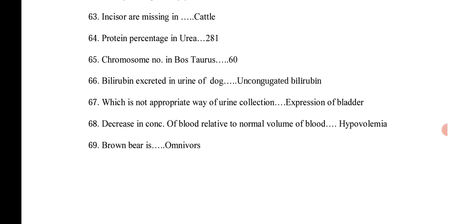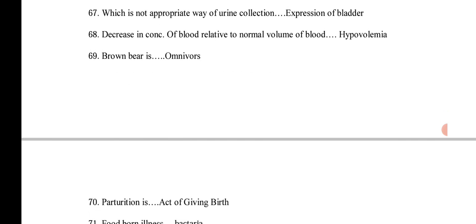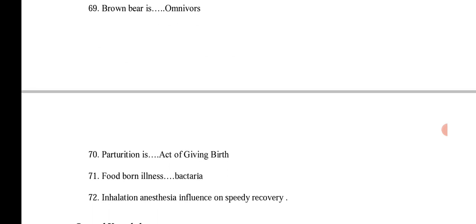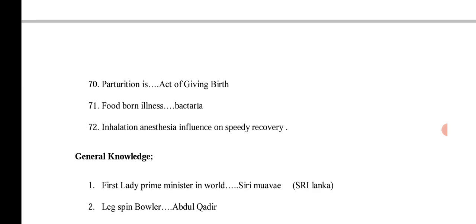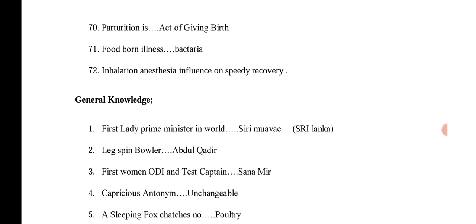Brown bear is omnivorous. Omnivorous means that they eat everything. They eat meat, fruits, vegetables and plants, and meat eaters are omnivores. Humans are also omnivores along with the brown bear. Felines are the carnivores and ruminants are the herbivores. Parturition is the act of giving birth. Foodborne illness is caused by bacteria. Inhalation anesthesia influences speedy recovery.